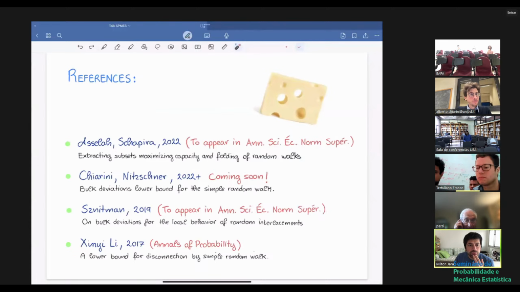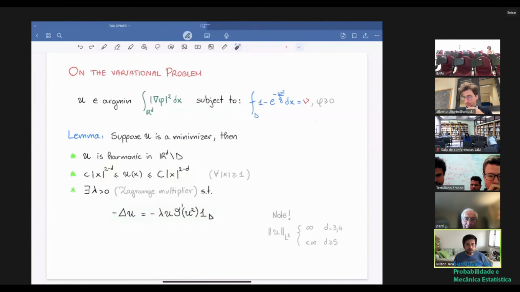So I have a question. Can I ask a question? Yeah. So you minimize. Can you show it is actually continuous inside the domain D? Okay. I mean, the minimizer is going to be, yes.